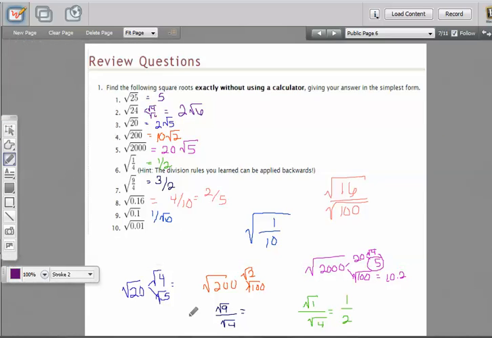For the last one, though, we can go ahead and write that 1 over 100. And we do know how to take the square root of those. The square root of 1 is 1, and the square root of 100 is 10. So that last one is actually 1/10.